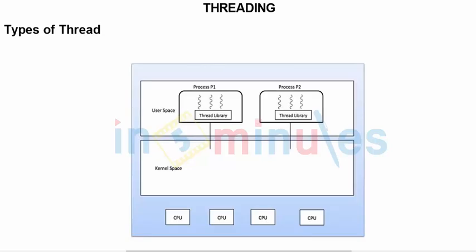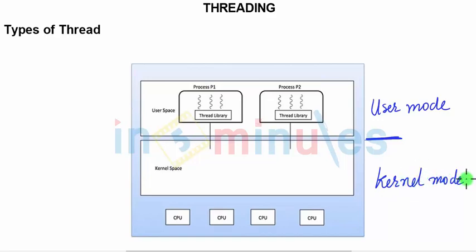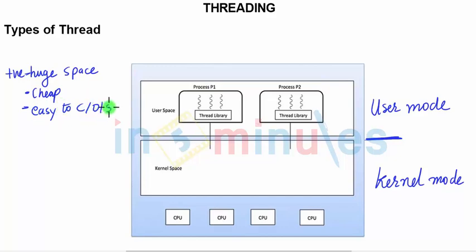After understanding this, let's try to understand types of threads. We all know that OS operating modes include user mode and, obviously, kernel mode. Now when it comes to user mode, we have an advantage: you have a huge space, it is cheap due to the space, and it is easy to create, destroy or synchronize.